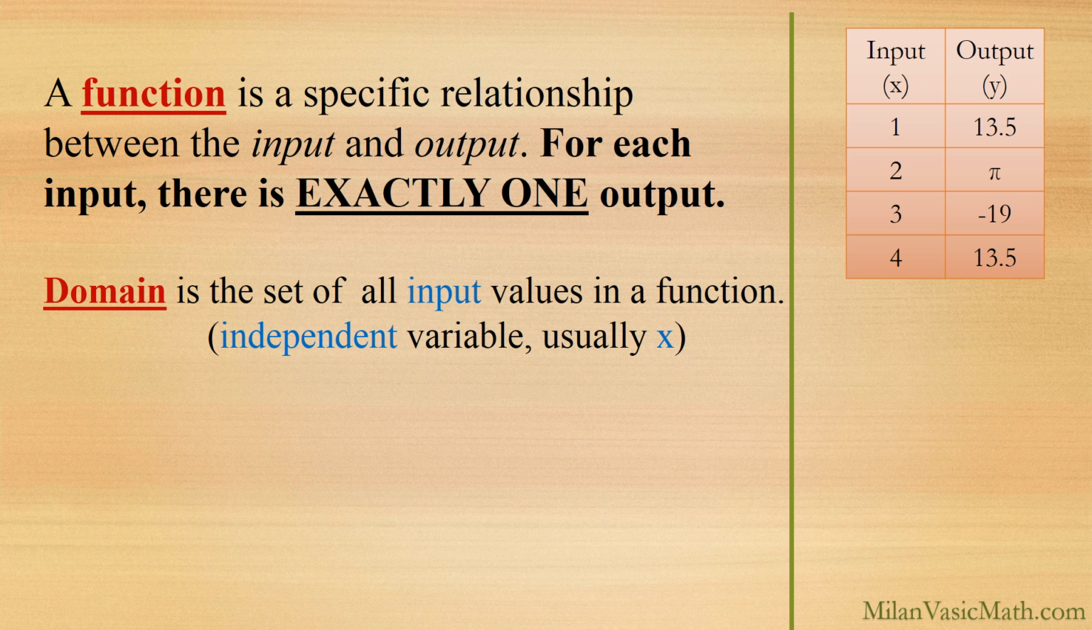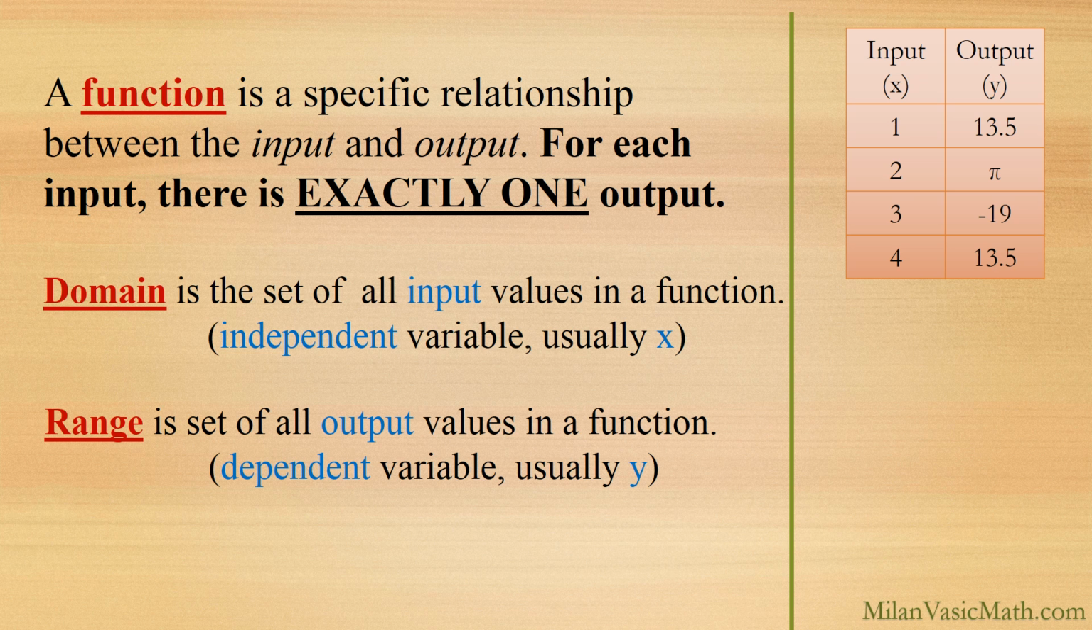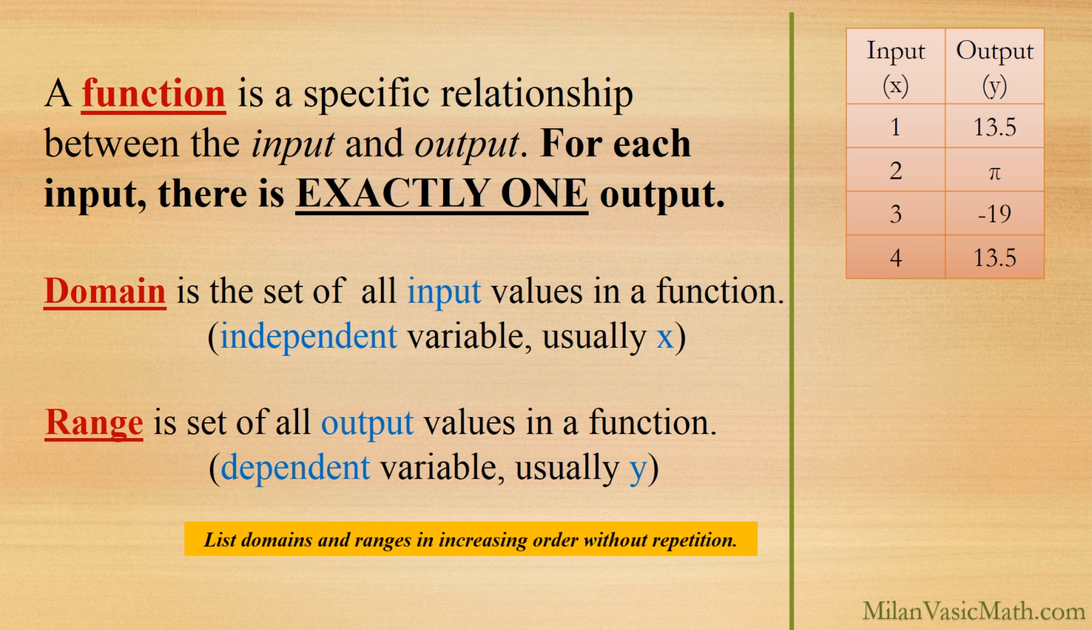The domain is the set of all input values in a function. We call this the independent variable, and usually it is x. The range is the set of all output values in the function. The range is the dependent variable, usually the y.